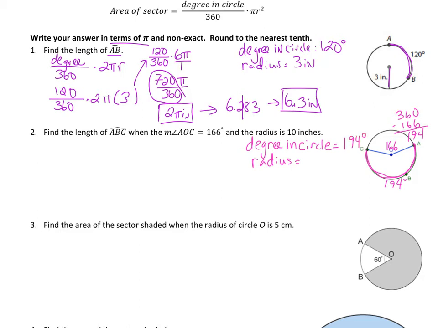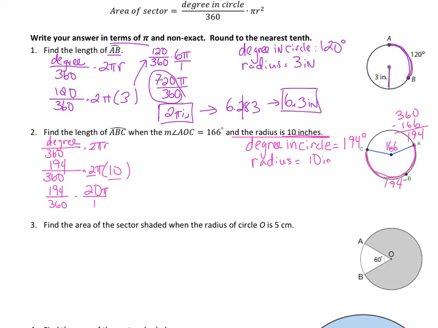Now the radius is just 10 inches. And if you don't have that written on your paper, go ahead and write that part down because I added that in. When we fill in our different pieces, the degree goes over the 360. We want the part over the whole, and then times 2 pi r. Now remember, we can multiply our 2 and 10 together, so this is really 20 pi over 1, and then we can multiply that by 194 over 360.